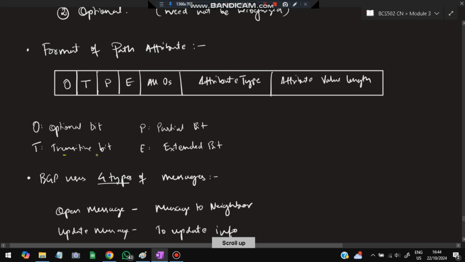Okay, so the transitive bit, there are different types, but I have not included them in this note because it will become more technical. But you can go through the notes. There are 7 types. Just for the information you can get to know, but it will not be asked from the exam point of view.